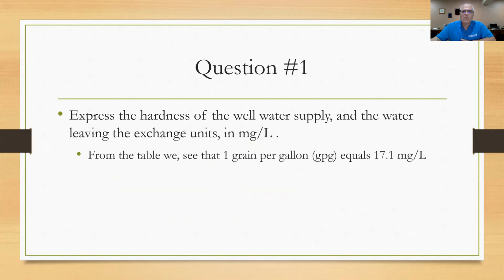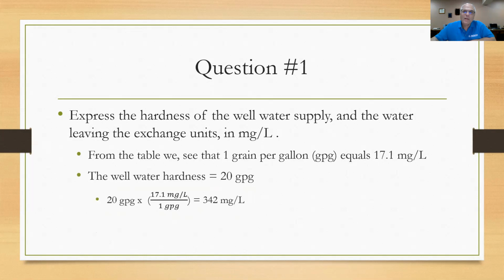Grain per gallon was just a convention they used a lot in the old days, because when you had that much hardness, it was more convenient to express it in grains. Otherwise, you get huge numbers, and you'll see why later. So we have 1 grain per gallon equals 17.1 milligrams per liter. I just needed to go in and find the well water hardness off the diagram, which listed it as 20 grains per gallon. If I multiply the 20 times the 17.1, I get a raw water hardness of 342 milligrams per liter.